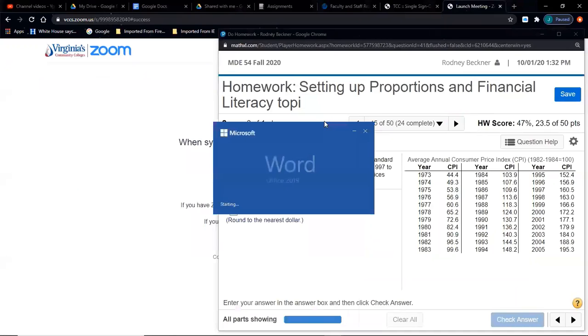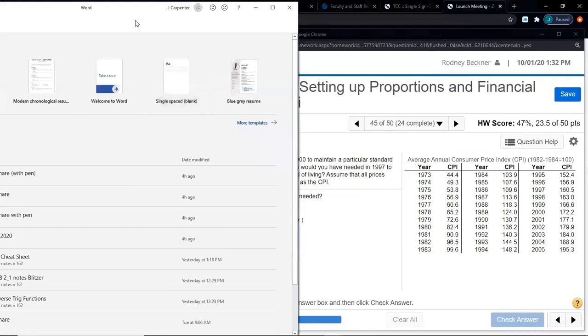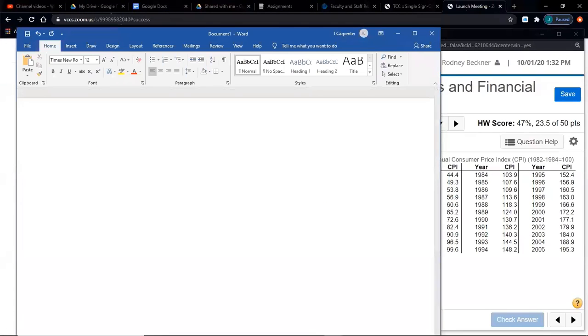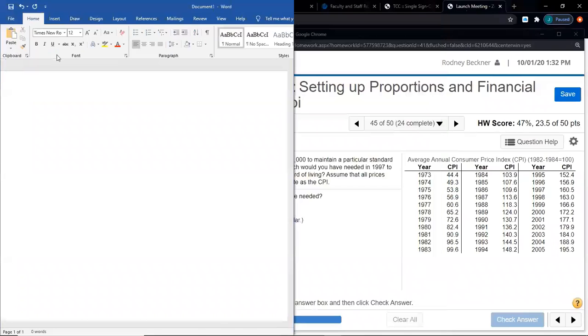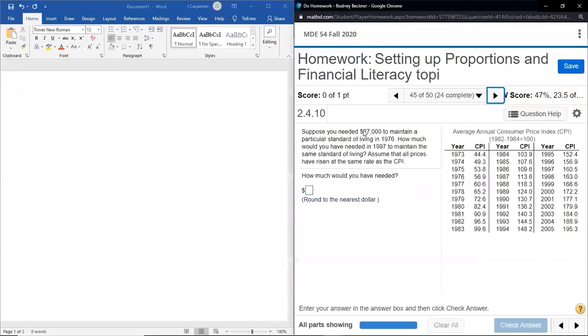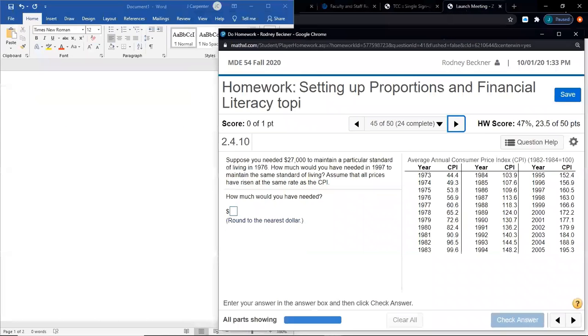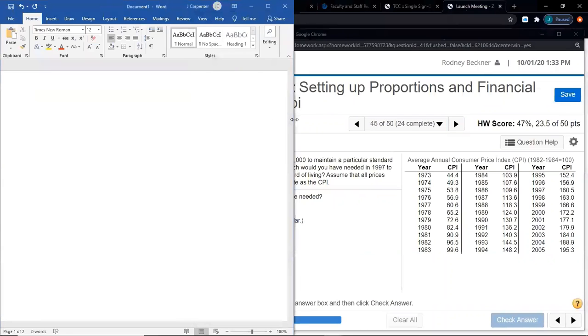Some space. Is that all of it? 1, 2, 3 columns. Yep, we're good. Okay. No, that wasn't right, but here we go.